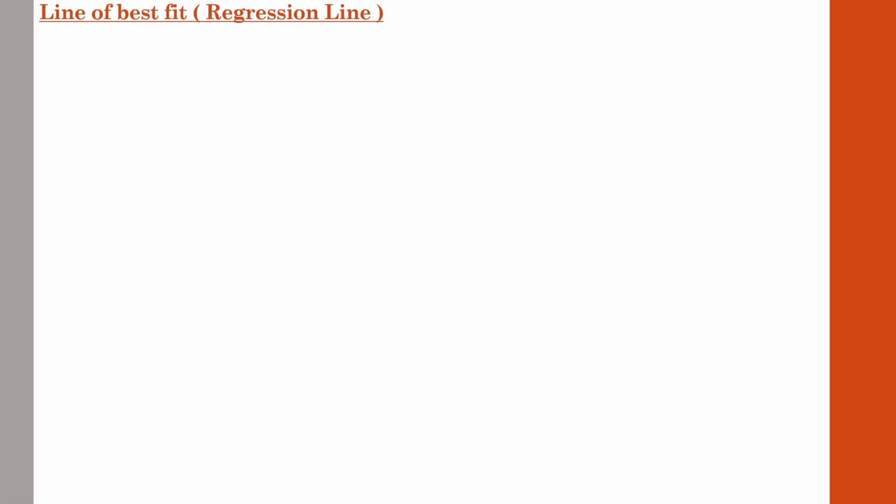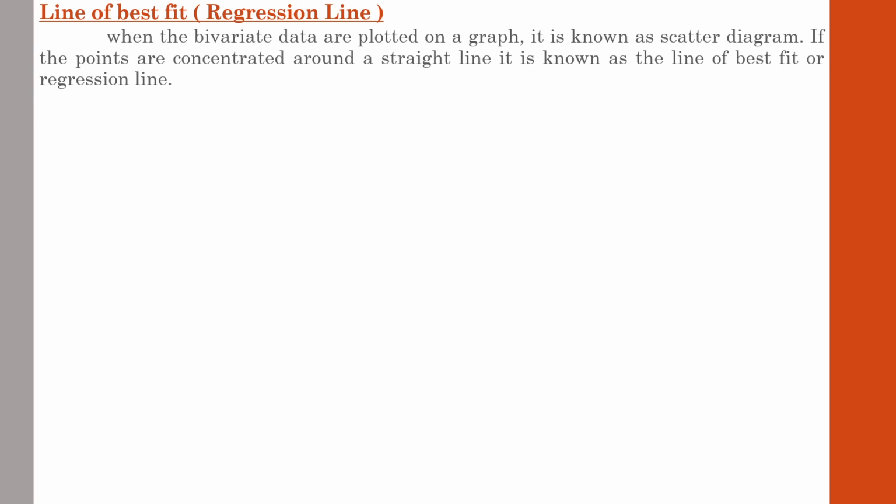When the given bivariate data are plotted on a graph, we get the scatter diagram, just like the correlation method. If the points of the scatter diagram concentrate around a straight line, that line is called line of best fit. In the correlation part, we described that line as the perfect correlation line. If the dots in a graph concentrate in a straight line, it is known as perfect correlation. Here, it is known as line of best fit or regression line.